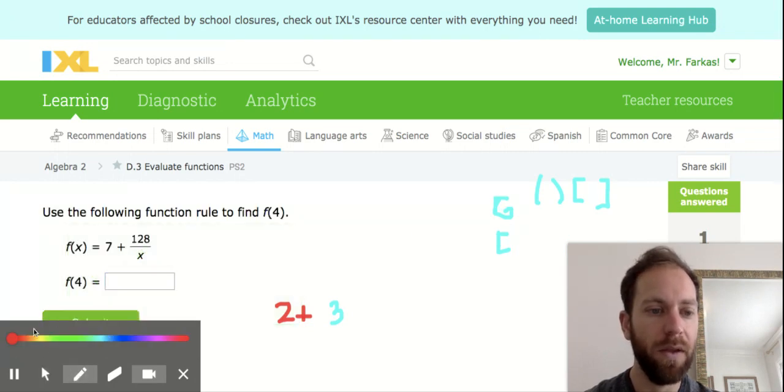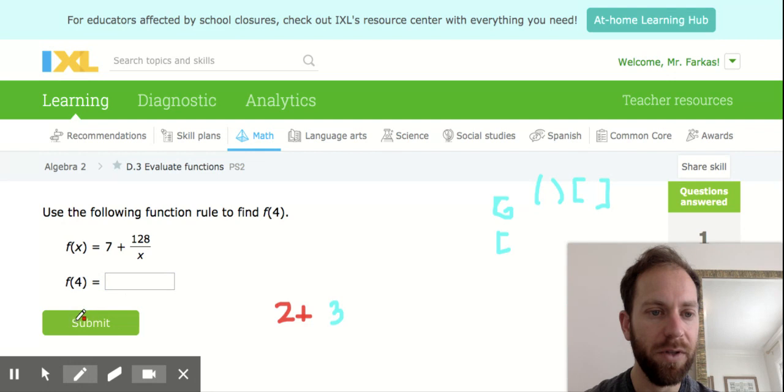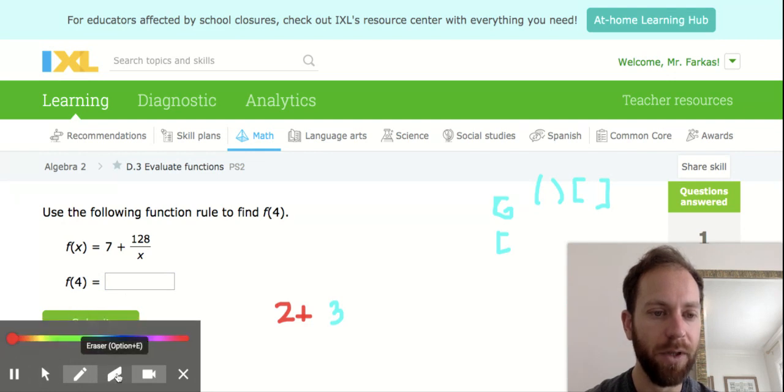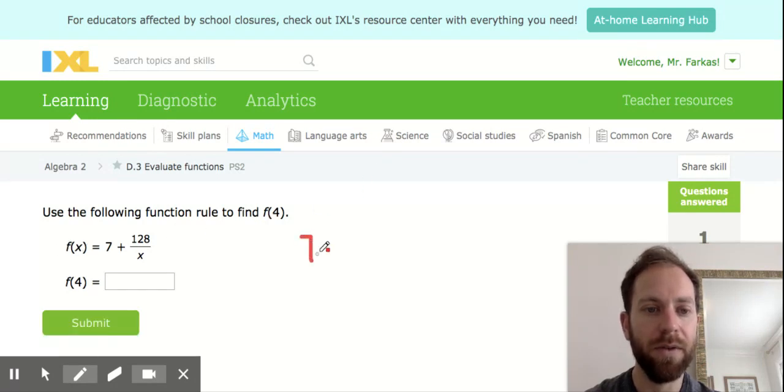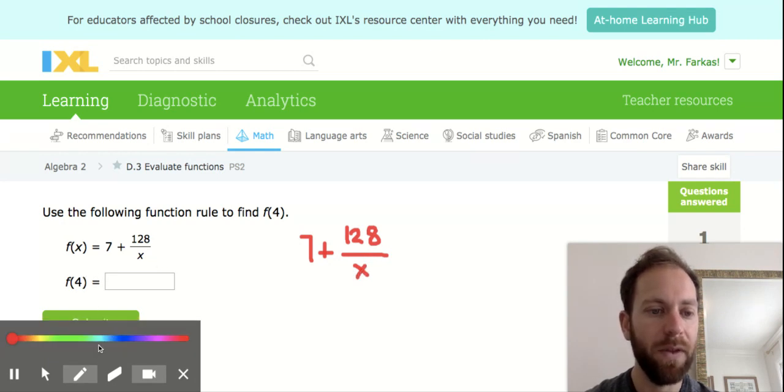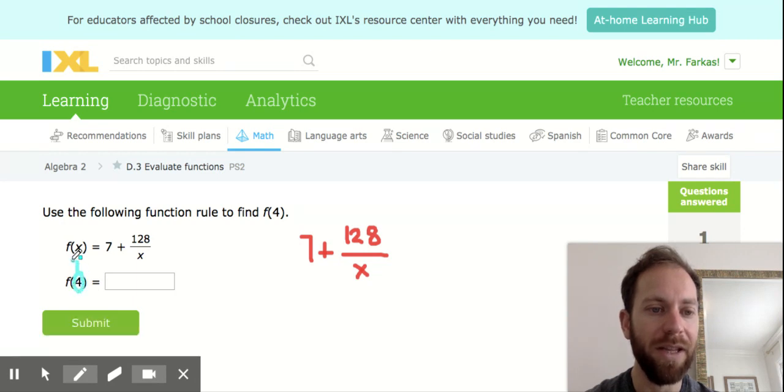Okay. This one's pretty similar to the last one, but let's do this one as well. All right, so you have f of x equals 7 plus 128 divided by x. This time, the variable is in the denominator. So we're dividing by whatever number is here. So we want to input a 4. See how the 4 is taking the place of the x? So similarly here, the 4 takes the place of the x.